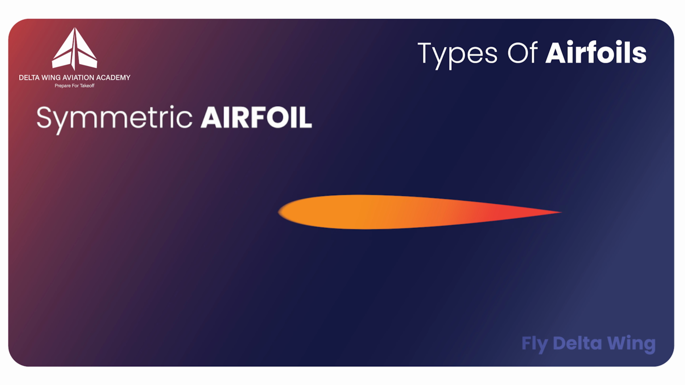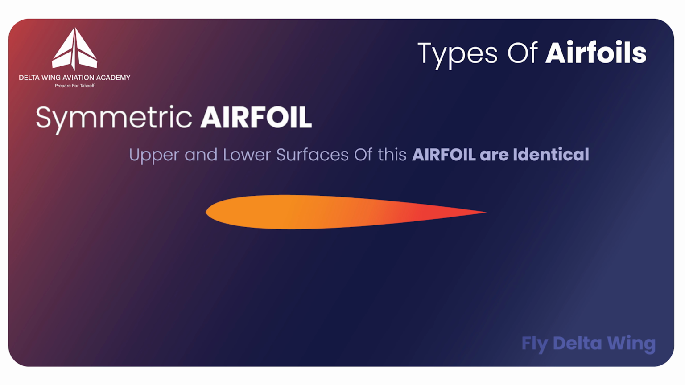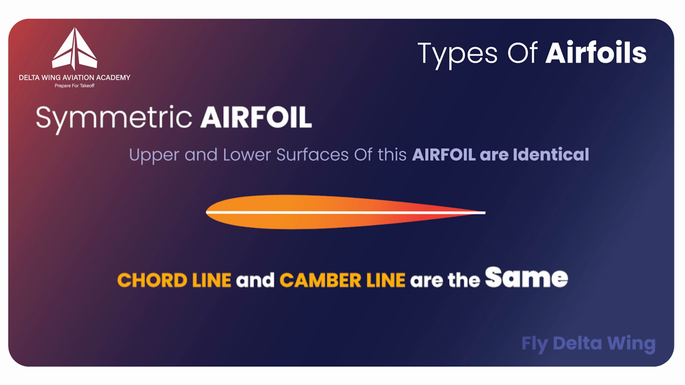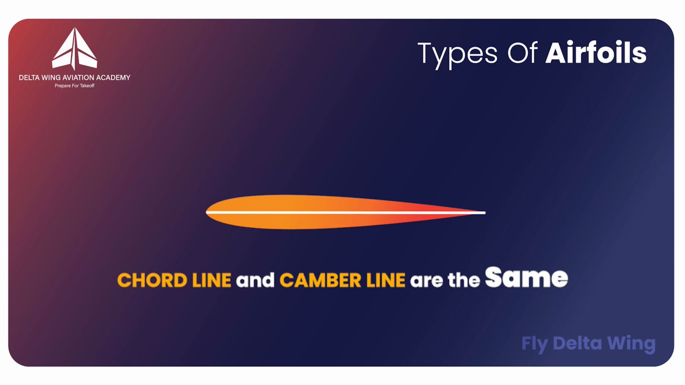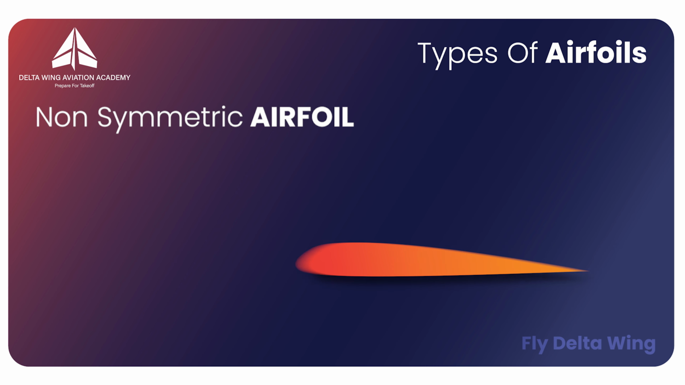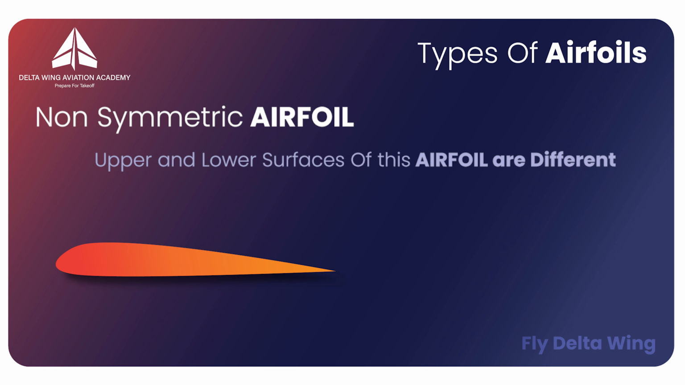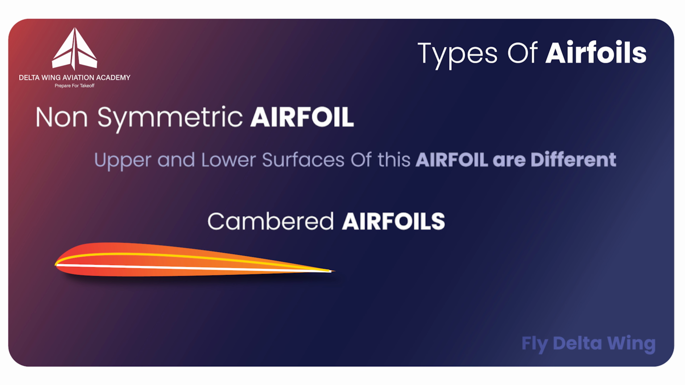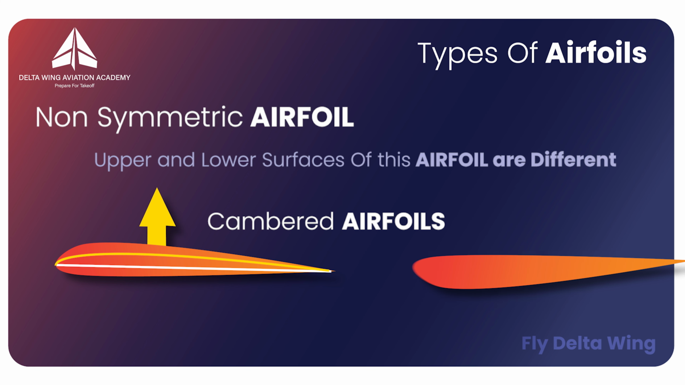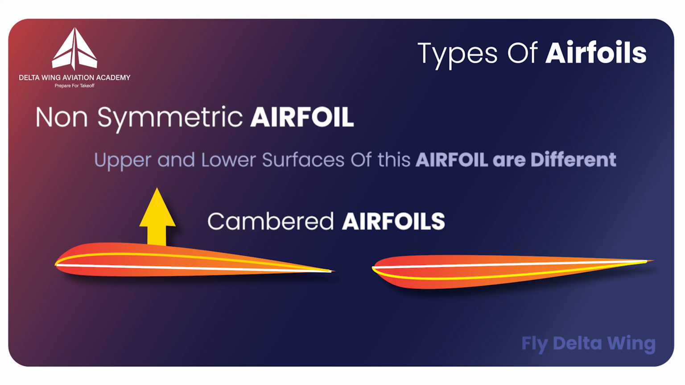Symmetric airfoil. The upper and lower surfaces of this airfoil are identical. The chord line and camber line are the same. Non-symmetric airfoil. The upper and lower surfaces of this airfoil are different. The chord line and camber line are different. They are also called cambered airfoils. If the camber line is above the chord line, the lift is generated upward. If the camber line is below the chord line, the lift is generated downward.